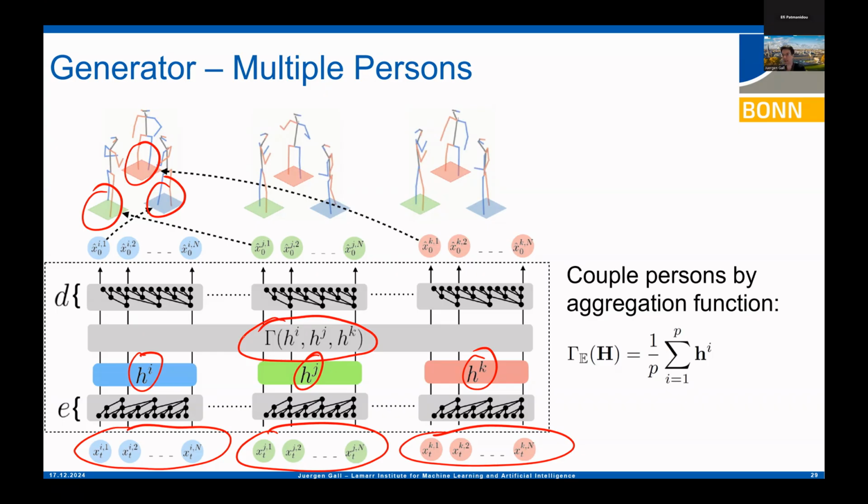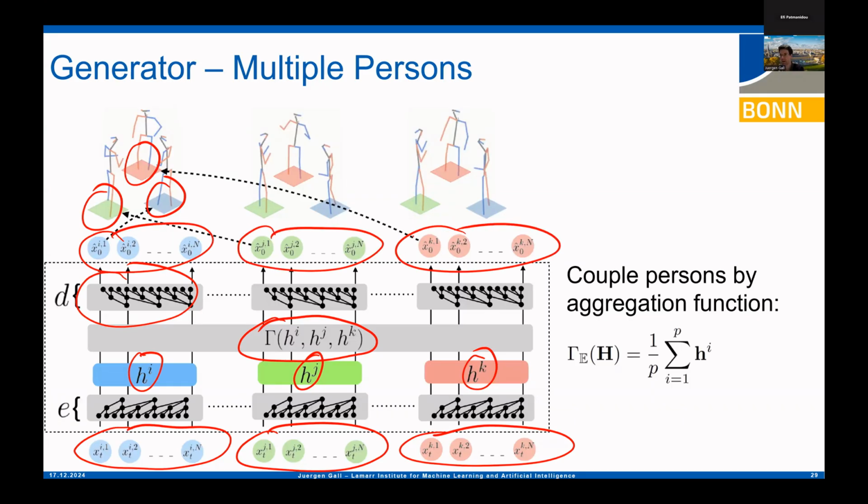And this aggregation function actually takes the latent variables of all the persons together and combines them. And this is then added as an additional representation to my latent space. And then again, I feed both the aggregated function plus the individual hidden space to my decoder, and I generate an updated version of the sequence of each of the persons.